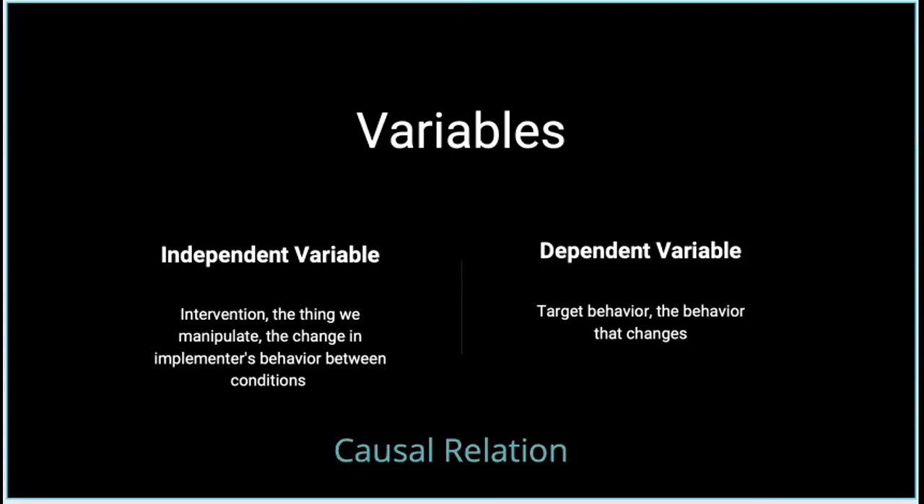Single case research, when designed and implemented correctly, can help us establish causal links or relations between independent and dependent variables. That is, when we use them, we can say that the IV, or the independent variable, caused the change in the DV, or dependent variable, and we refer to this as a functional relation.